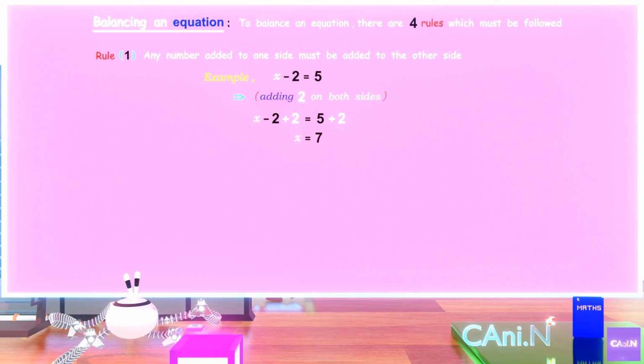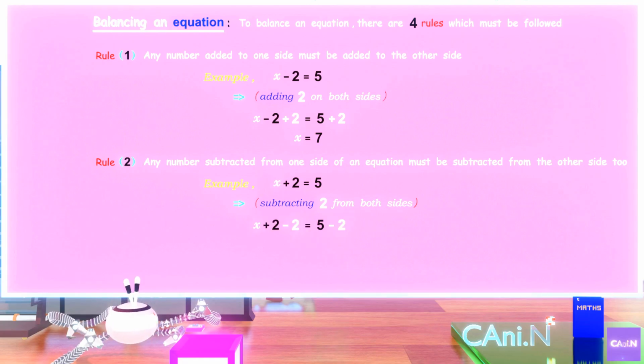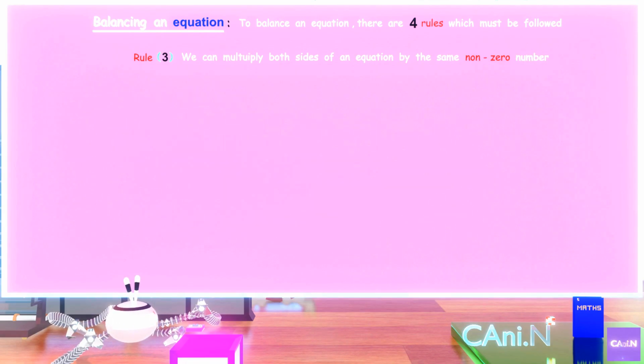Therefore, x equals 7. Rule 2, any number subtracted from one side of an equation must be subtracted from the other side too. Example, x plus 2 equals 5. Now, if we subtract 2 from both sides, we can easily isolate x and find its value. So, x plus 2 minus 2 equals 5 minus 2. Therefore, x equals 3.